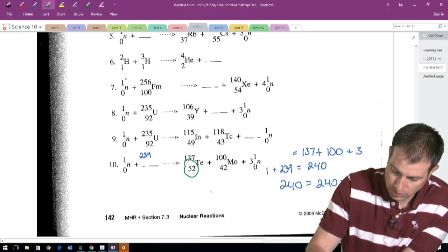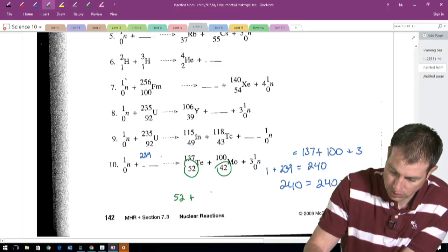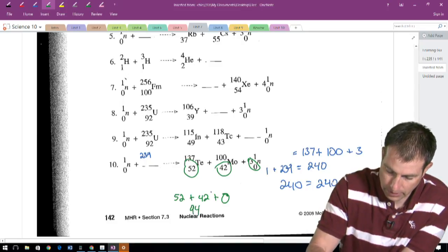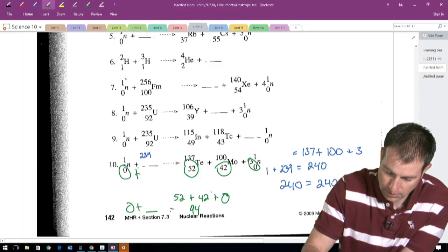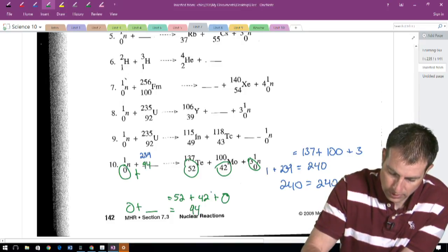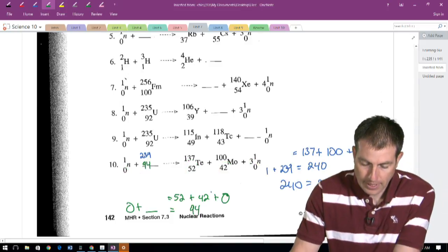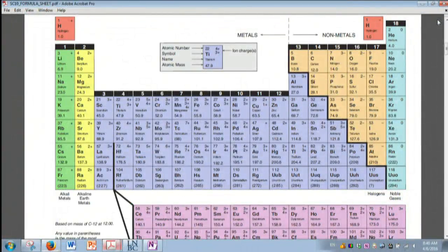Over here I have 52, I have 42, and I have 3 times 0, which is just 0. 52 and 42 together give me 94. And then on my left side I have 0 plus something is 94, so that something has to be 94. Element 94, on the very bottom line there, is plutonium.